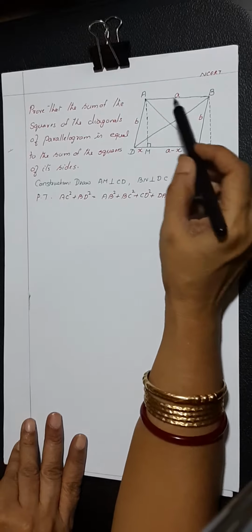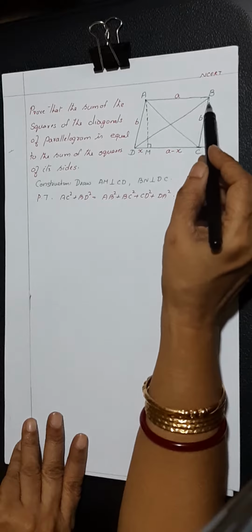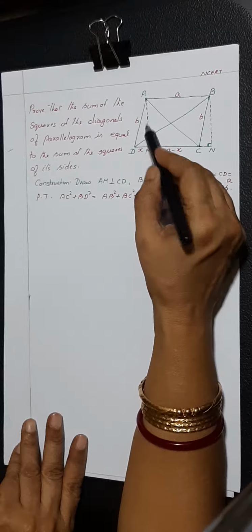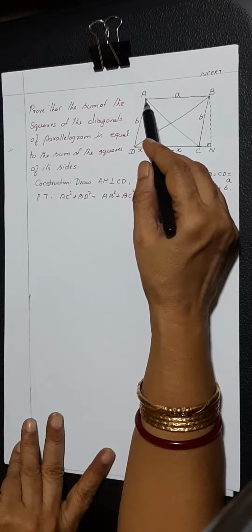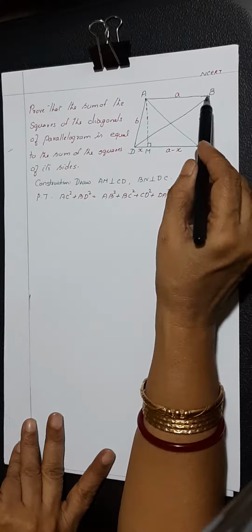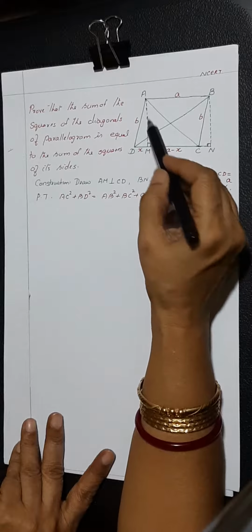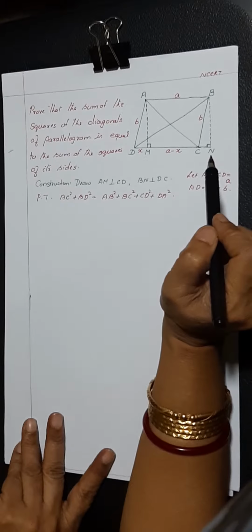Here we cannot prove it with the normal method. So we have to do a construction and prove it in a slightly different way. Let us draw perpendiculars from A to CD and from B to CD. So AM is perpendicular to CD, BN is perpendicular to CD.